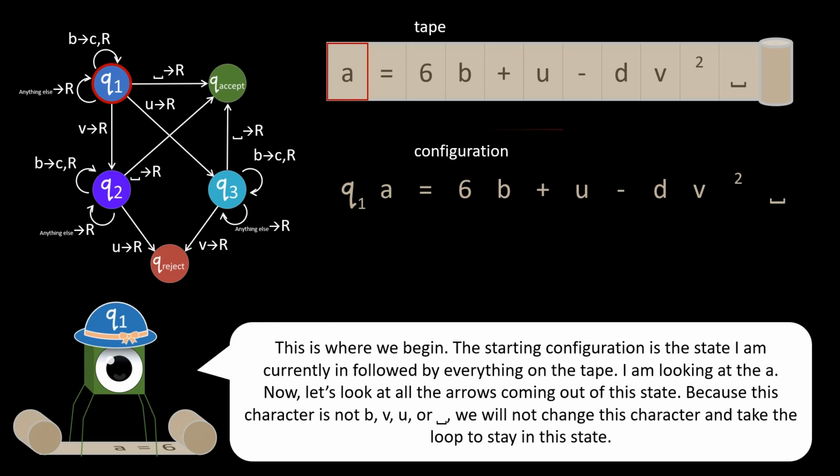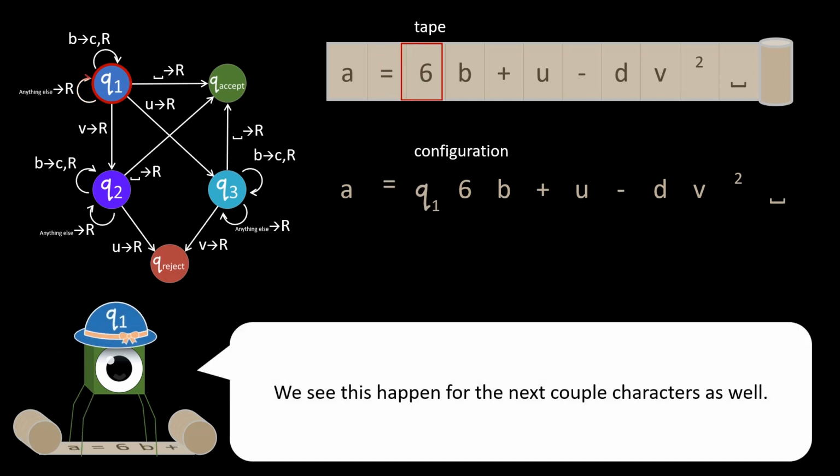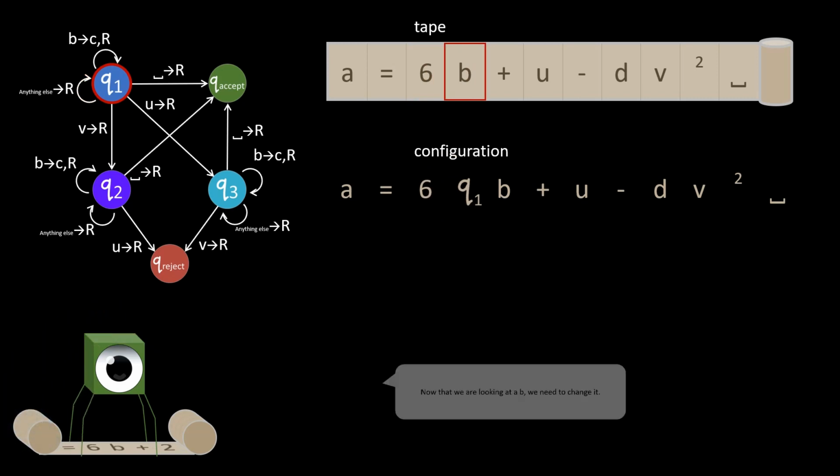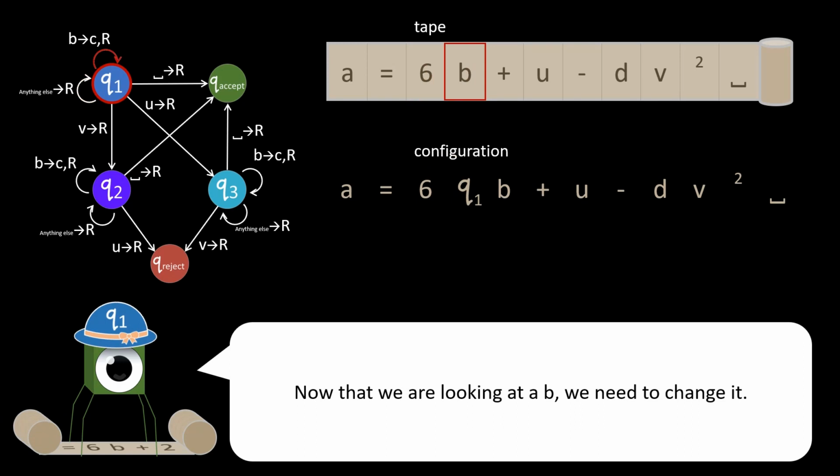The starting configuration is the state I am currently in, followed by everything on the tape. I am looking at the A. Now, let's look at the arrows coming out of this state. Because this character is not B, V, U, or blank, we will not change this character and take the loop to stay in this state. We see this happen for the next couple characters as well. Now we are looking at a B. We need to change it.